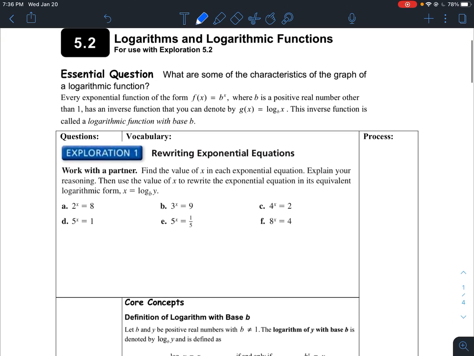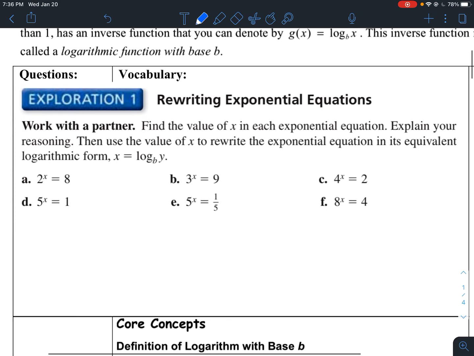So, in this first exercise, in exercise 1, it says to work with a partner, and you can work with someone that you know, or you can just do this in your head, but it wants you to find the value of x in the exponential equation. So again, exponential equation, where x, or the variable, is in the exponent. Okay? And explain your reasoning. So let's go ahead and look at this.